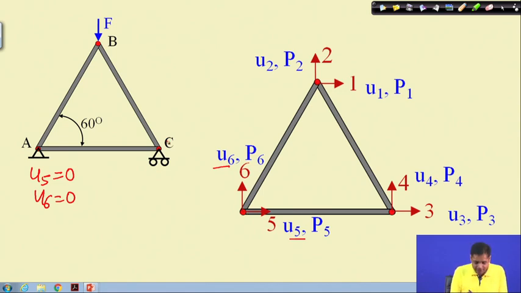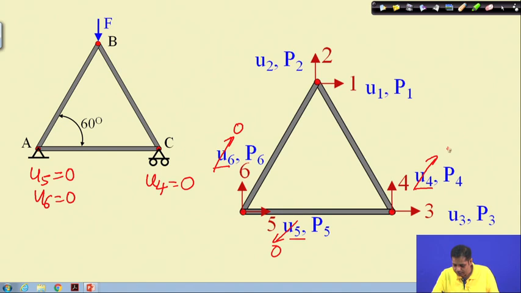Now, joint C has degrees of freedom in this direction, but joint C is the roller support. So, it does not have degrees of freedom in the vertical direction, and therefore the vertical degree of freedom is U4. So, U4 has to be equal to 0. So, this is the information about the displacement we have. U5 is 0, U6 is 0 and U4 is 0.